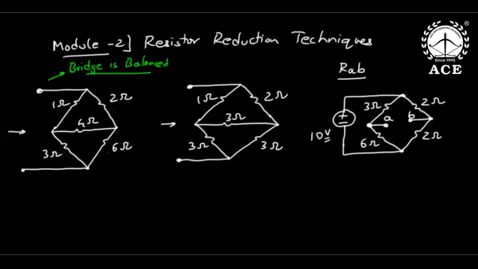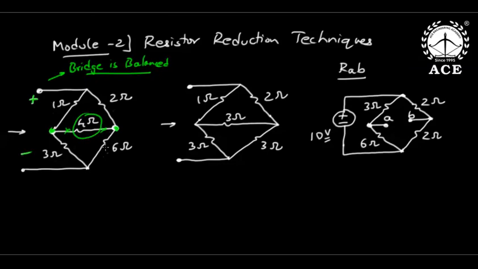When the bridge is balanced, we can remove this cross arm. What is the reason? Because in a balanced bridge, when I give energy, the potential of this point equals the potential of this point. When potentials are equal, the potential difference is zero, and current cannot flow here. So in a balanced bridge, if you give any voltage, the potential of this point equals the potential of this point with respect to any other third point. When these 2 points are at the same potential, the potential difference is zero. Current cannot flow through 4.